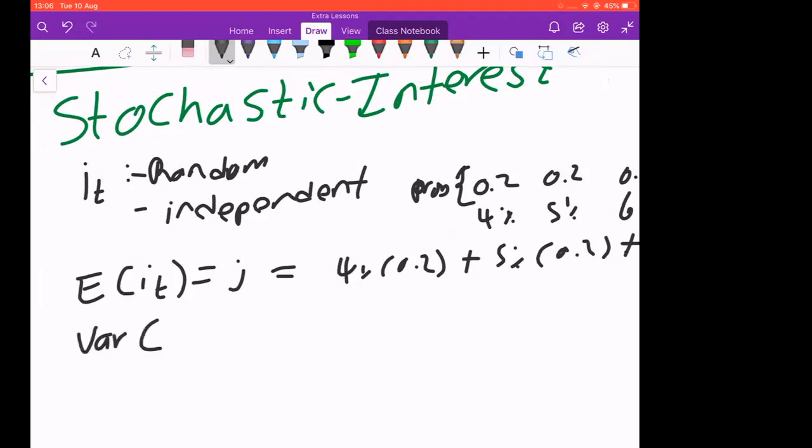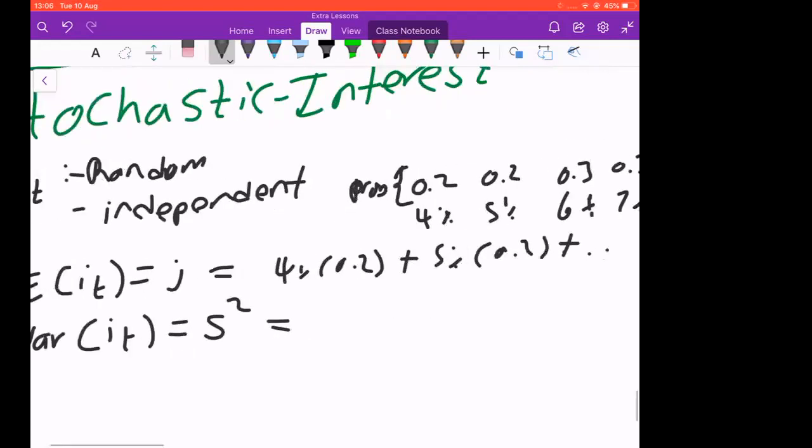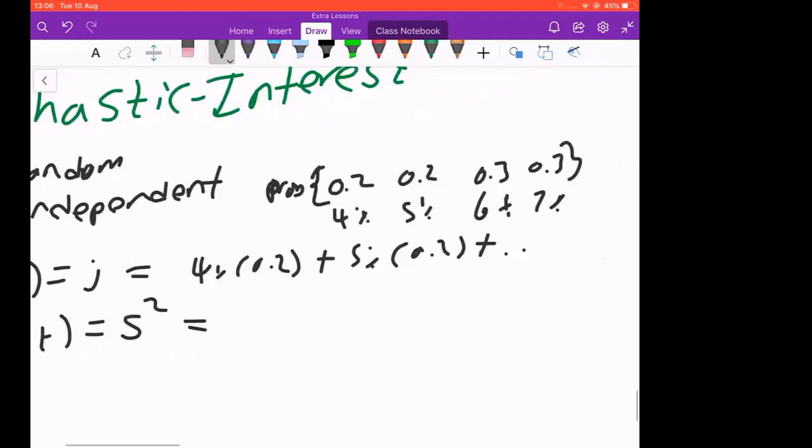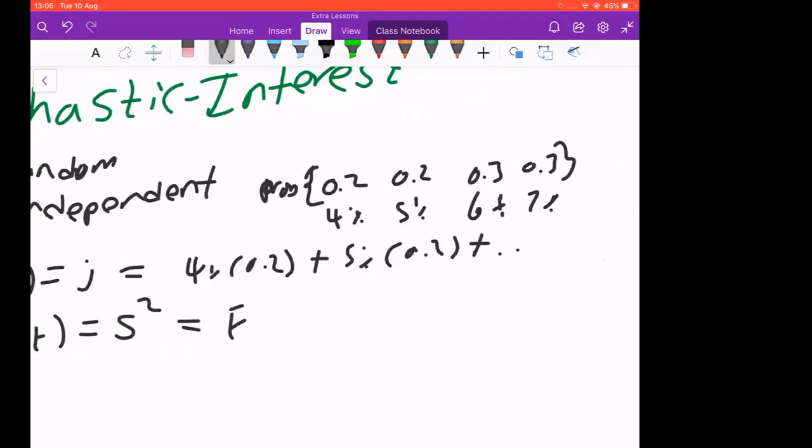The same thing can be said about variance. They denote it by s squared. So this is how you find the variance of the interest rate. You apply the same method, you're going to find your values over there. So it's going to be the expectation of x minus x bar, squared, right? So this is what they mean.